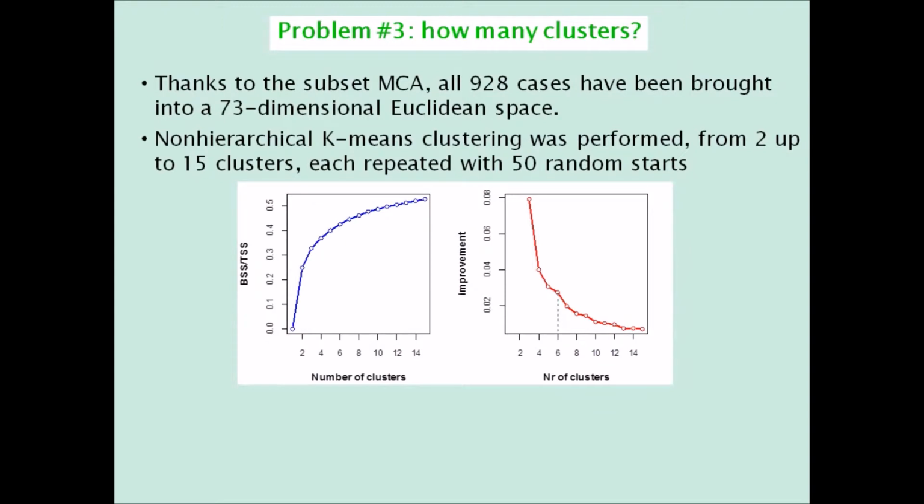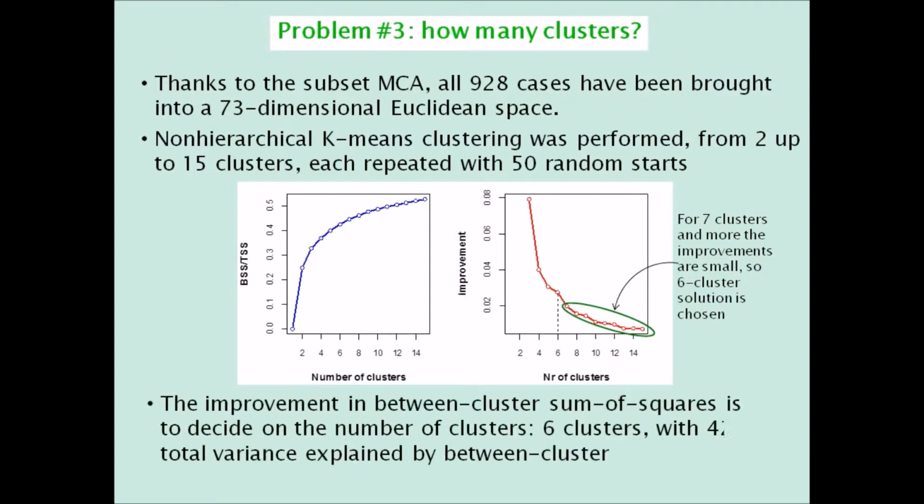The left-hand plot shows the increase in between cluster sum of squares as a fraction of the total, increasing with the number of clusters, a concave function. The right-hand plot shows the increments, which are decreasing. From 7 clusters onwards, these improvements are small, so the 6-cluster solution is chosen, with 42.5% of total variance equal to the between-cluster variance. The cluster sizes vary from a small group of 47 for cluster 5 to a large group of 234 for cluster 6.